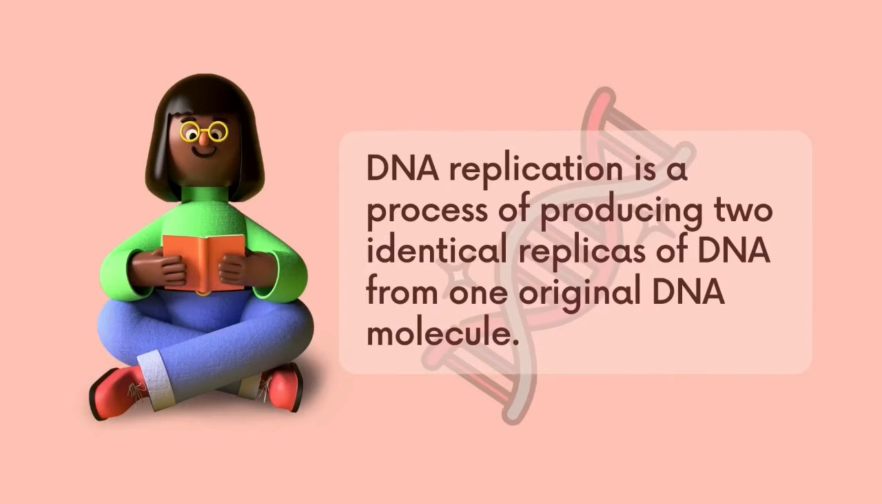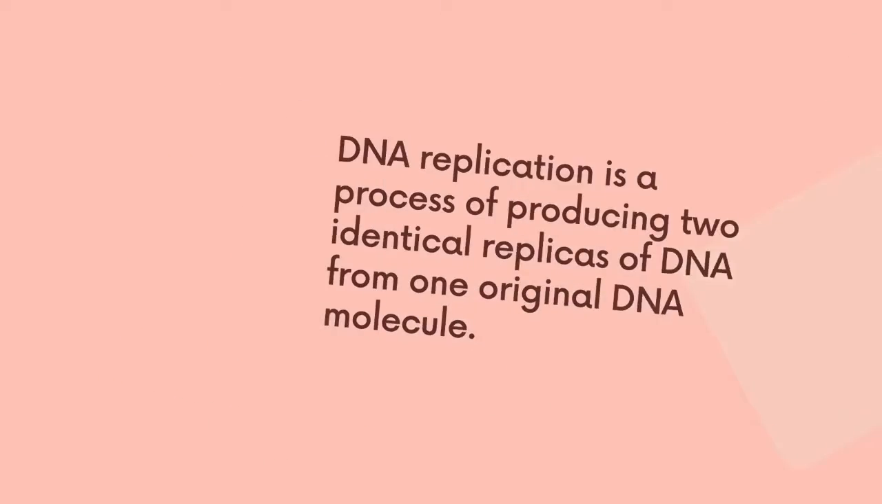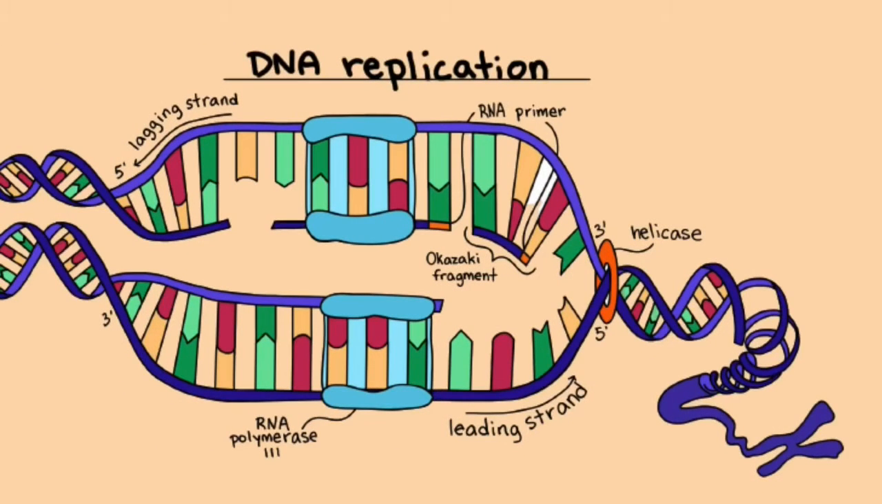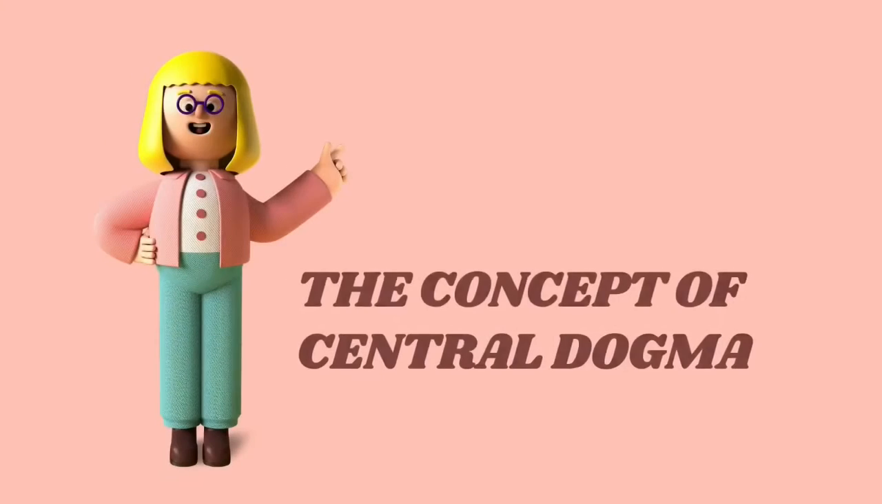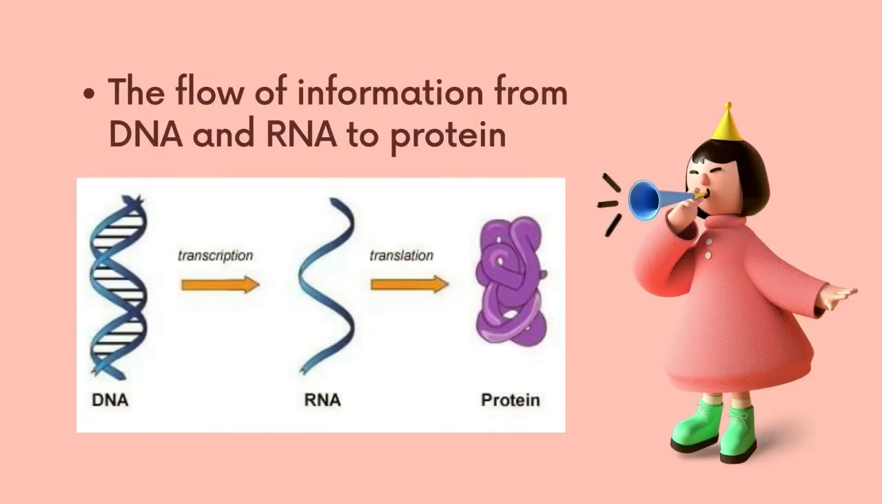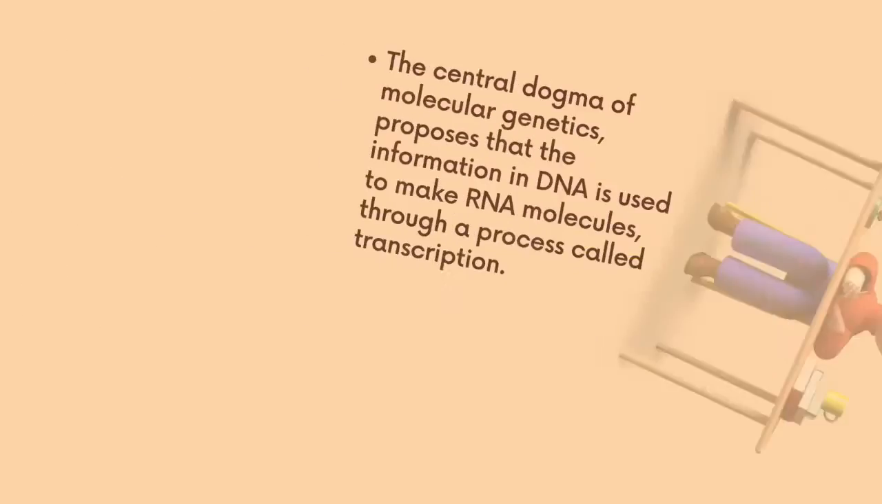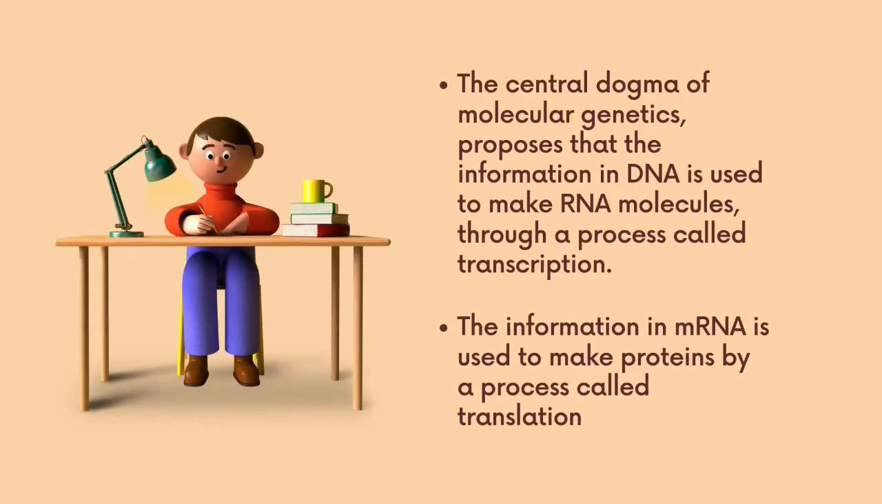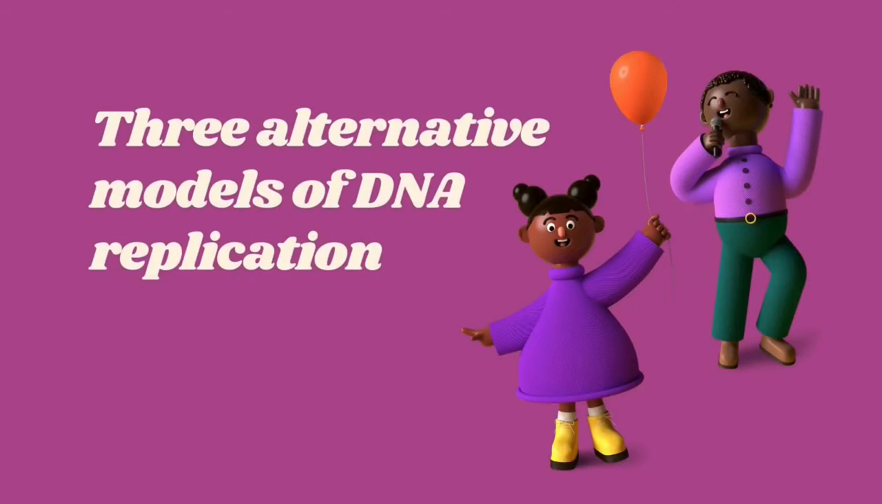DNA replication is a process of producing two identical replicas of DNA from one original DNA molecule. The flow of information starts from DNA and RNA to protein. DNA undergoes a process called transcription, while mRNA undergoes a process called translation.